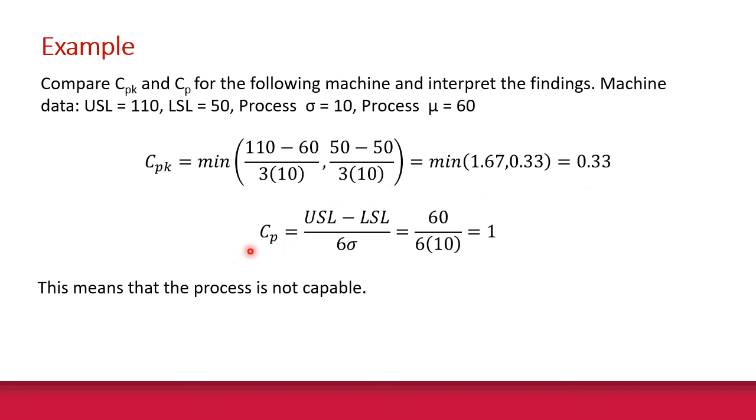However, if you compute the C sub P value, you get 60 over 6 times sigma, you get 1. So here's a case where the C sub Pk value is 0.33, the C sub P value is 1. So this process is clearly not centered, and so we would say this process is not capable.